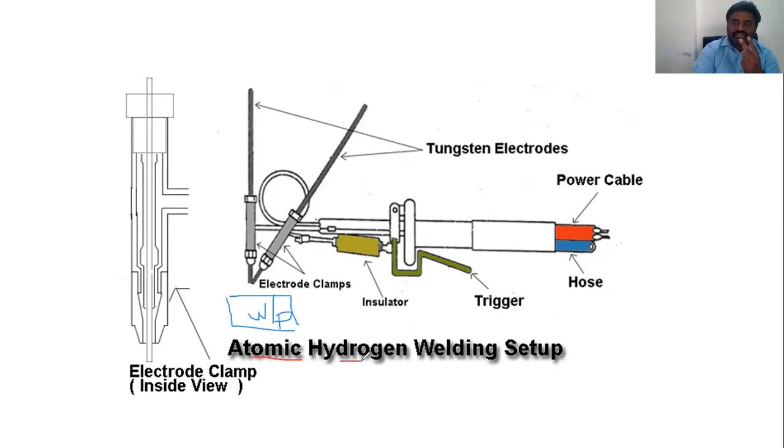I'm using two tungsten electrodes here, and the hydrogen stream in between. A torch supplies the hydrogen gas here. The arc is struck between the two tungsten electrodes, which are non-consumable electrodes, and the stream of hydrogen passes through the arc region, and the molecules of hydrogen dissociate into hydrogen atoms.